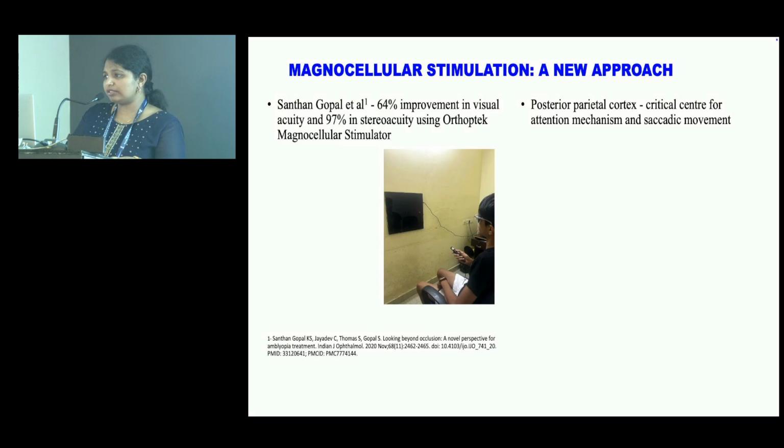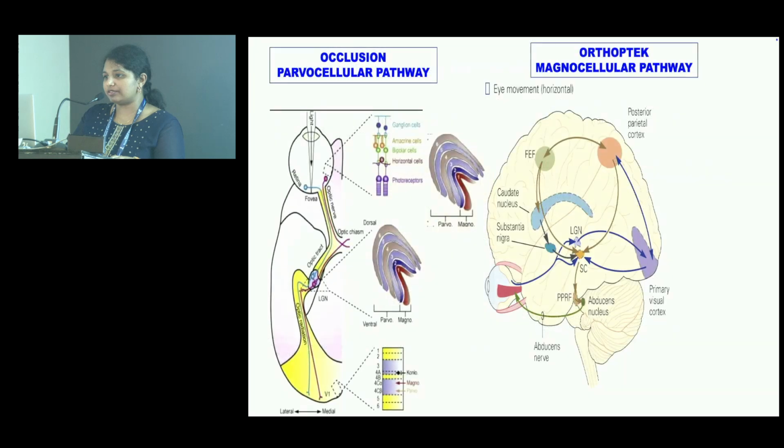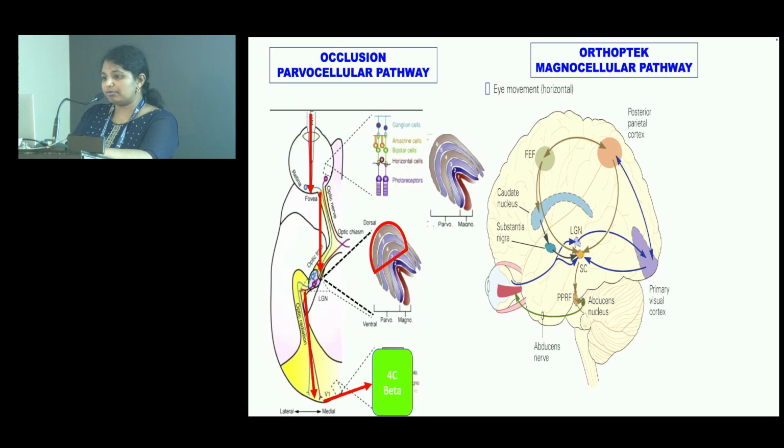This is based on the saccadic movement, which was confirmed by Peterson SE et al. That is, maximum foveal stimulation occurs during the initiation of the saccades, which he studied using a series of 5 positron emission tomography experiments. Coming to the occlusion pathway, that is the major pathway of occlusion, the parvocellular pathway: when the light reaches the fovea, the information is passed through the lateral geniculate nucleus to the primary visual cortex 4C beta area, where the foveal stimulation occurs.